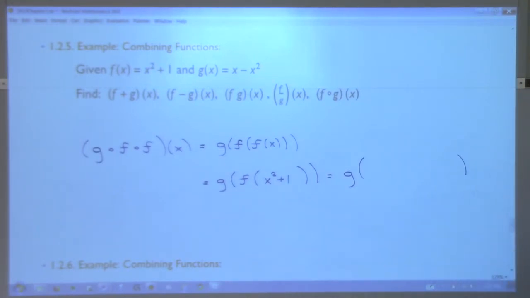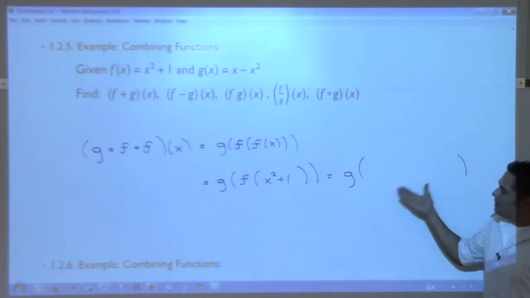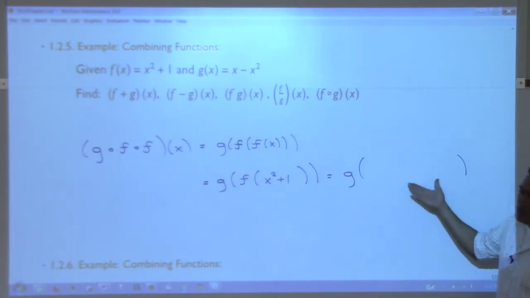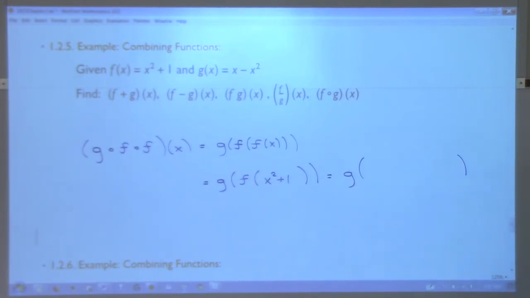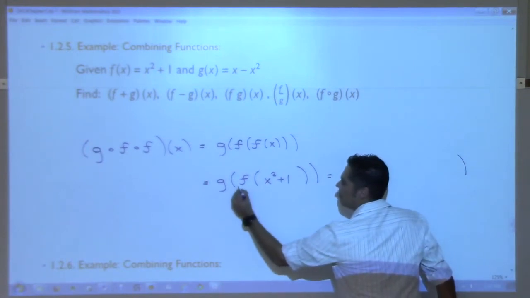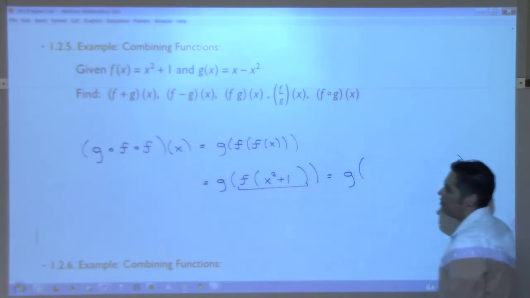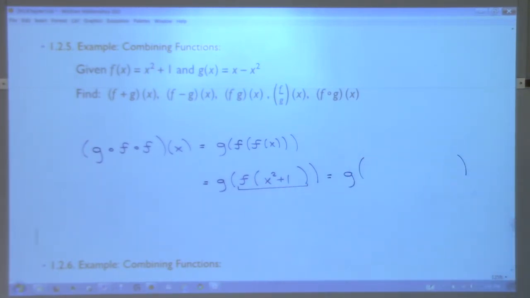Okay. All right. So what would go in here now? It would go g, and then wherever the x's of g are, you would put the f of f. Okay. So what is this? Tell me what that is. What is f of x squared plus 1?